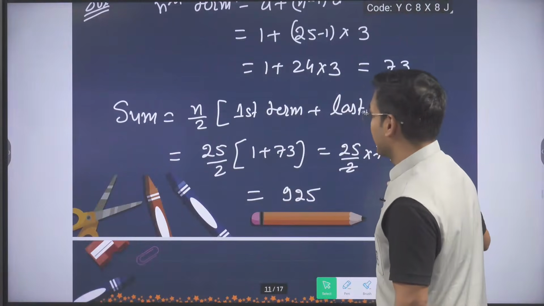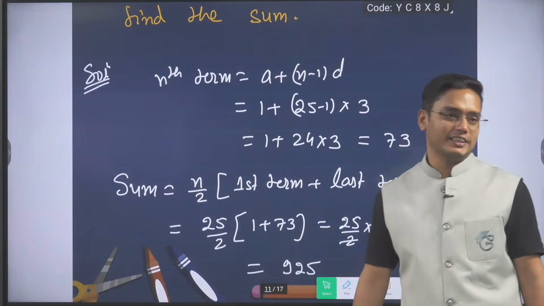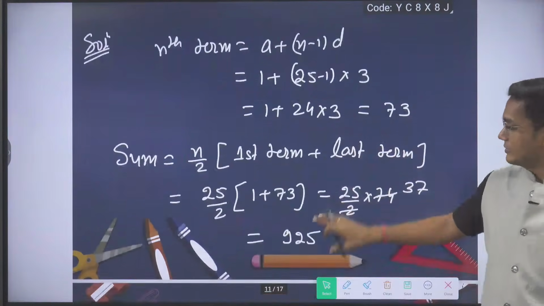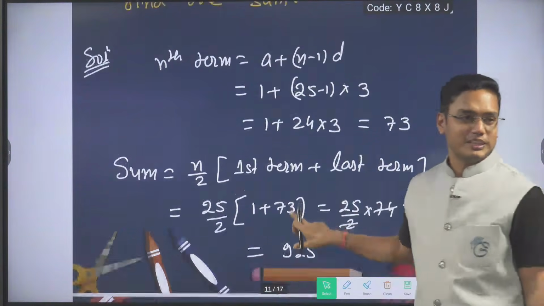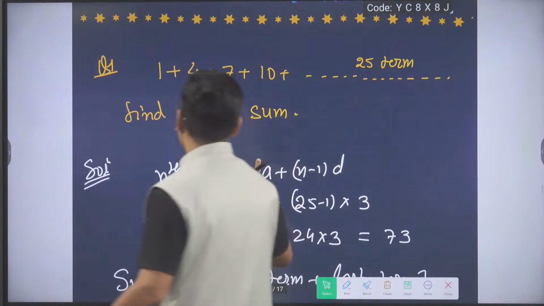Answer is 925. So 925 is the correct answer. How is this coming? Here I'm explaining.